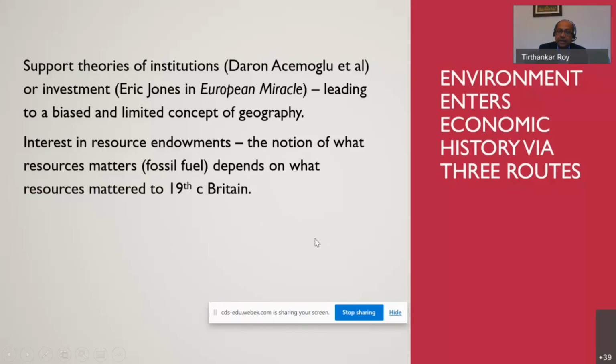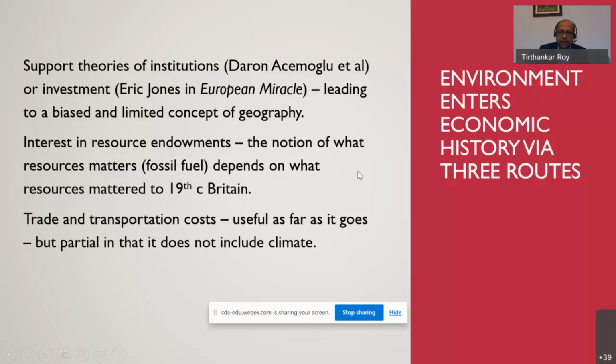Similarly, another way that geography comes into long-range economic history is resource endowments, which is the notion that resources matter in shaping long-term economic change. But when you read actual case studies, illustrations of this statement, you observe that it's very Europe-centered. The resources that matter to 19th century Britain are the ones that should matter to the rest of the world. And that doesn't satisfy you either.